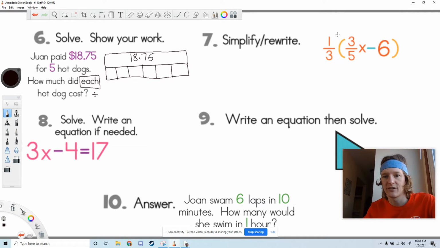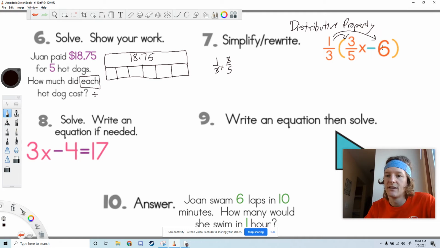Number 7, we are going to use the distributive property with this 1/3. Distributive property is the one where we do our arrows with something on the outside of parentheses. We're going to multiply it with the things on the inside of the parentheses. So 1/3 times 3/5. When you do 1/3 times 3/5, we have diagonals with those 3's if you want to do it. And then 1/3 times -6, that is -6, be careful.